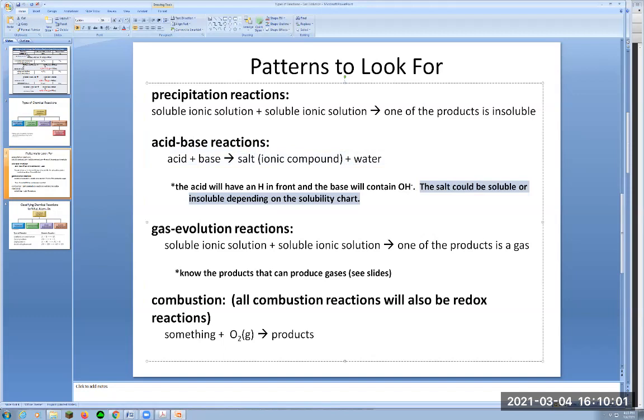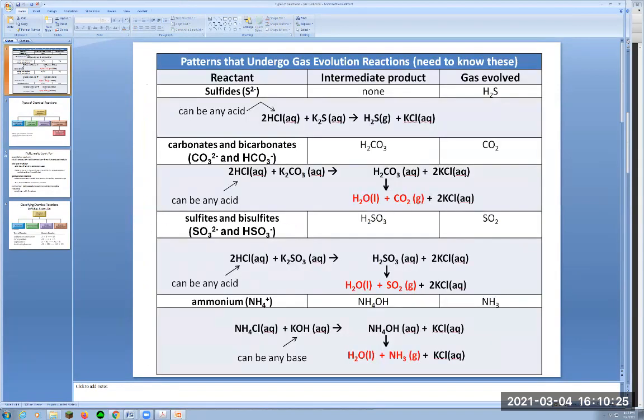And now we will move on to gas evolution reactions. And again, it's a mixture of ionic solutions that are soluble ionic compounds in water. But what characterizes those gas evolution reactions is that one of the products is a gas. And there is this slide here that gives you the details of all the gases that are typically formed in gas evolution reactions. There could be the H2S, the CO2, the SO2, or the ammonia. So we'll go through examples of that.